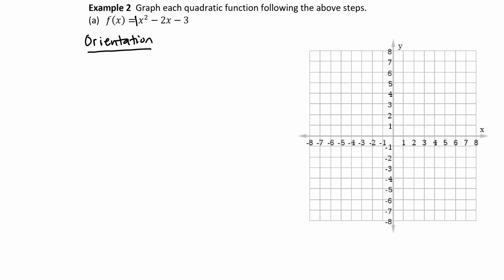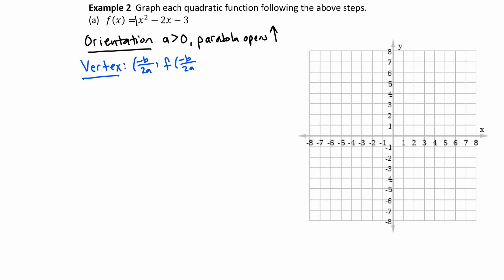Since our leading coefficient here is 1, we're observing that it is positive. Our leading coefficient is positive, therefore our parabola opens up. So we're going to keep that in mind. Once we know the direction of opening, we can then work on finding the vertex. Since this is in that general form, we're going to use our vertex formula, negative b over 2a, f of negative b over 2a.